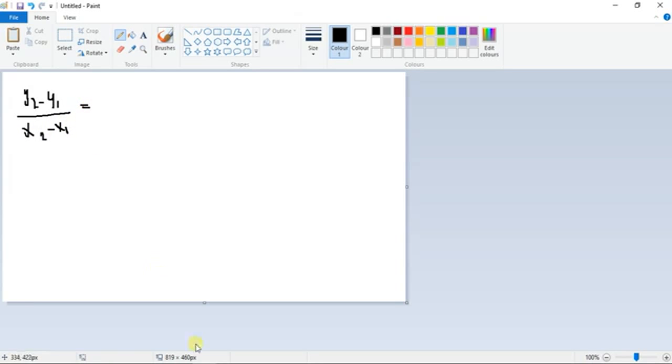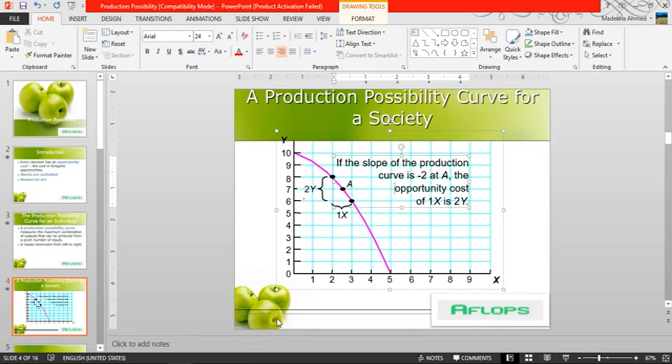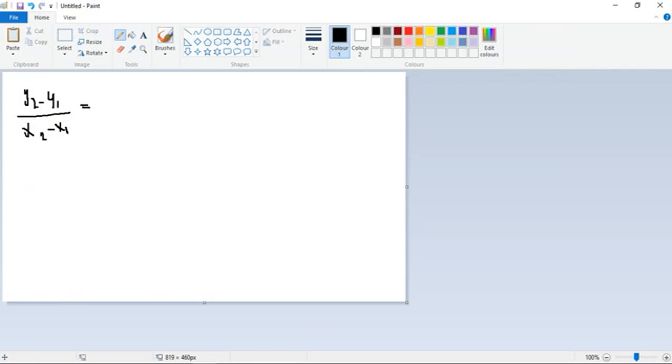Now let's say our y2 is 8, so the corresponding value of x at this point would be our x2. This means if I'm taking y2 as 8, I'll be taking x2 as 2. I'll be substituting these values in my formula here, and then I'll be going back to my presentation in order to identify the values of y1 and x1.